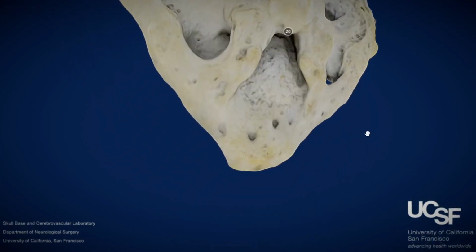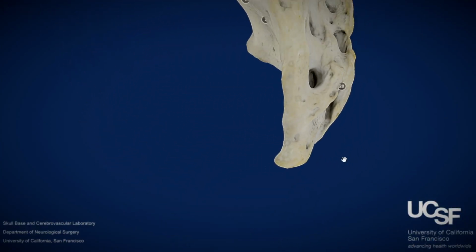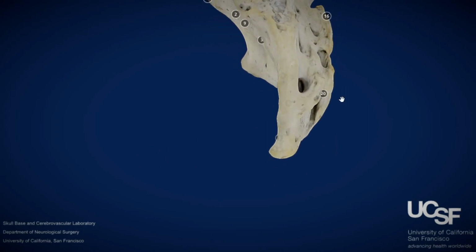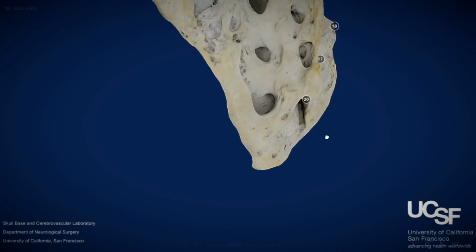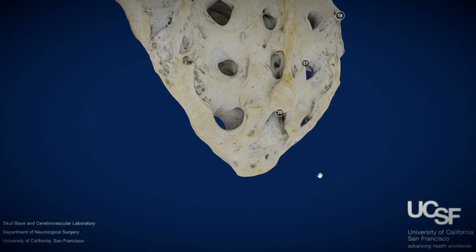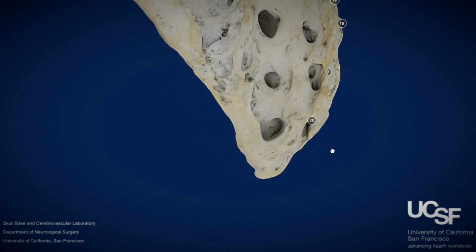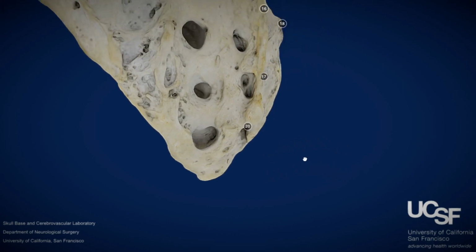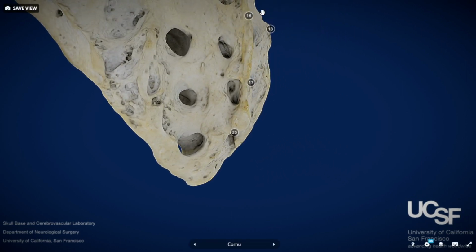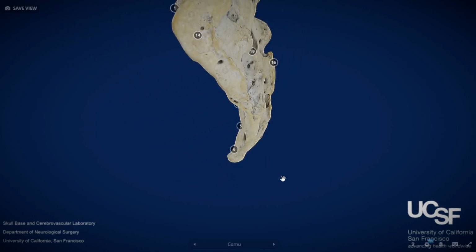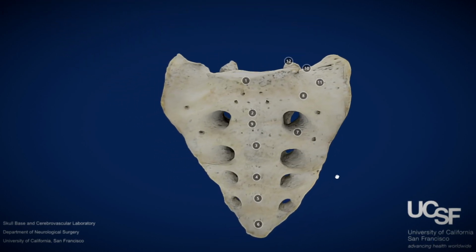And lastly, there's a place for the articulation with the coccyx, which is called the cornu, and is an inferior prominence that follows the median crest. And that's an overview of the sacrum.